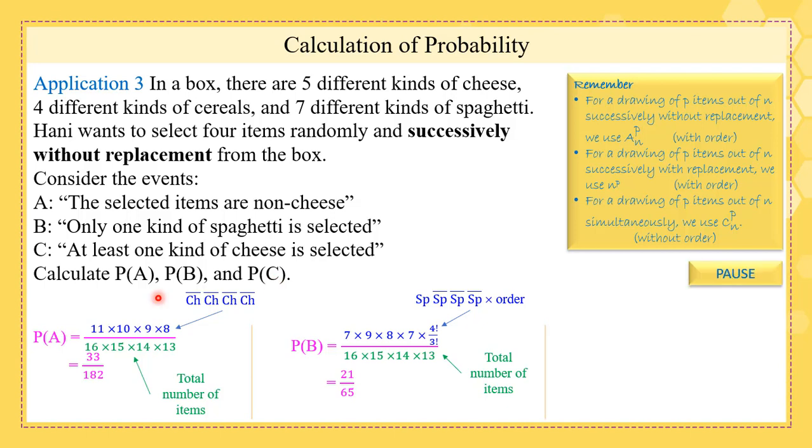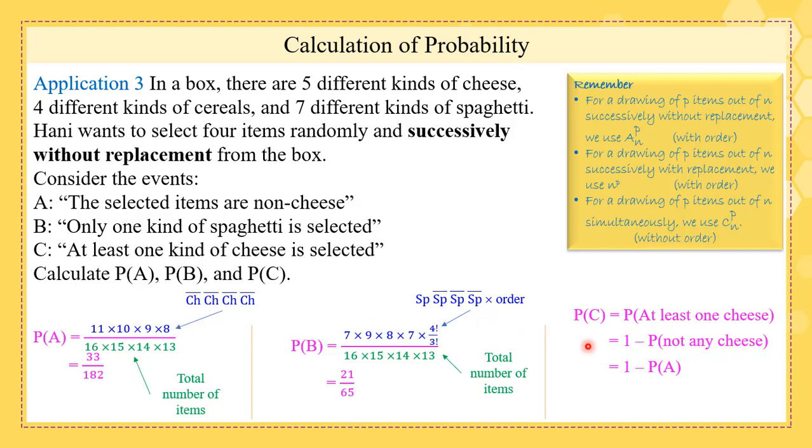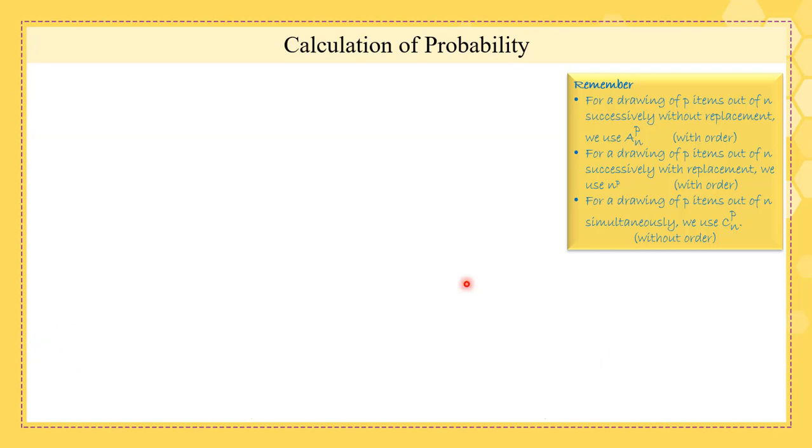Now for part C, try also to do it alone. Use the formula for at least one. At least one kind of cheese is selected. So in this case, the probability of at least one kind of cheese would be 1 minus the probability of not any cheese. So which is 1 minus the probability of A in this case, and this would be 149 over 182. Notice here that in the first case we didn't use the order because the 4 letters are the same, whereas in the second case we used the order because we have different letters.